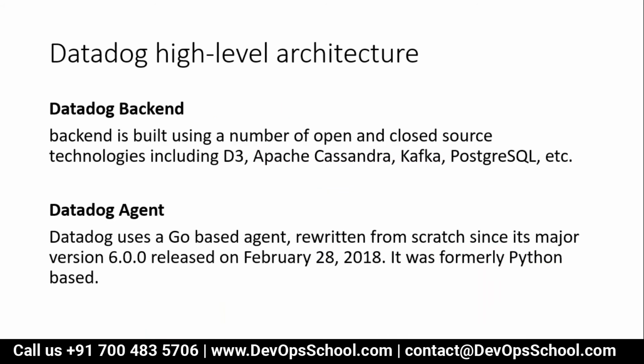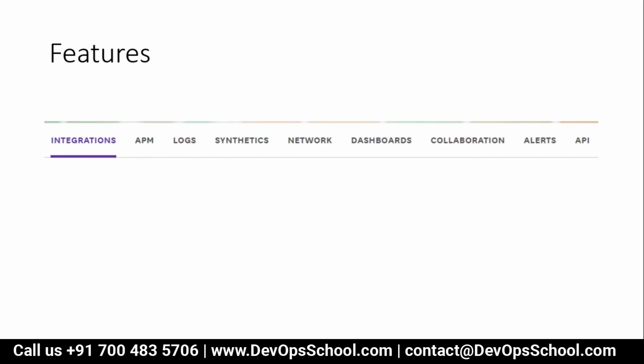Very limited information on the Datadog backend, but we know that the Datadog backend, which is based on SaaS, is built using a number of open source and closed source technologies, including D3, Apache Cassandra, Kafka, PostgreSQL, and stuff like that. Whereas the Datadog agent, which we have control of, is a Go-based agent. It's written in Go. Earlier it was written in Python, but now it's Go, and we will install it.